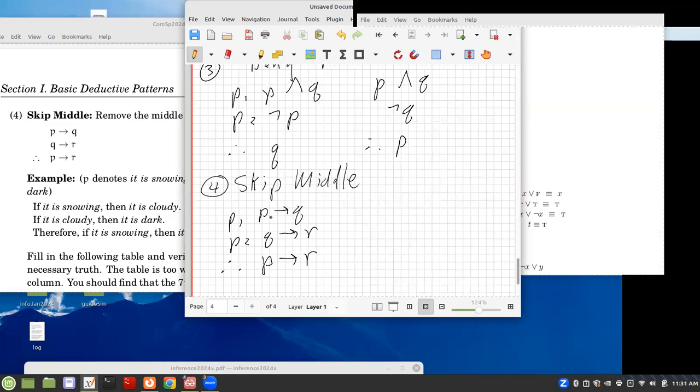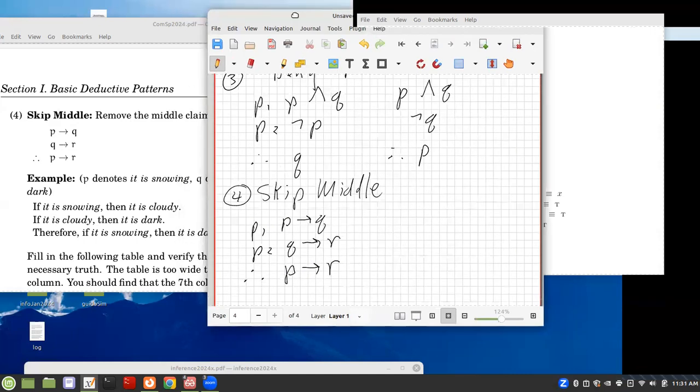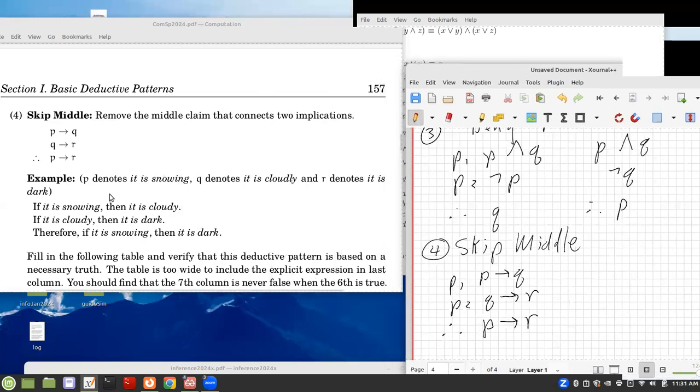So you can sort of see that you go from P to Q, then Q to R, then you can get rid of the middle. That's why I call it skip middle. And here's an example that hopefully makes it seem more intuitive. P denotes it is snowing, Q denotes it is cloudy, and R denotes it is dark. So if it is snowing, then it's cloudy. That's P implies Q. If it is cloudy, then it's dark. That is Q implies R. Then we can say if it's snowing, then it is dark.